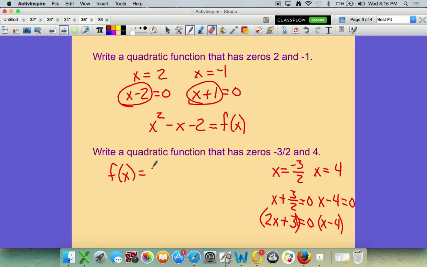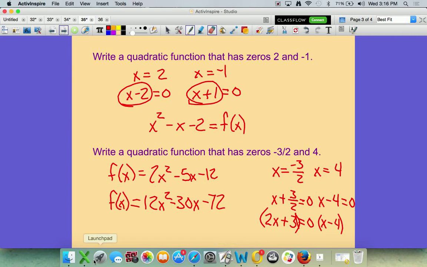So 2x times x is 2x squared. 2x times negative 4 is negative 8x, plus 3x, so negative 5x, minus 12. There's my equation. Now let me ask you this. Could I also have 12x squared minus 30x minus 72? If I solve this, could I also get answers of negative 3/2 and 4?